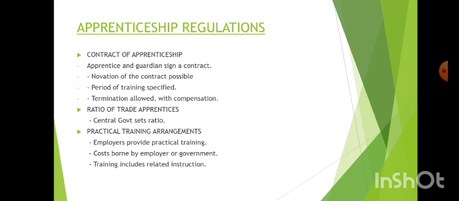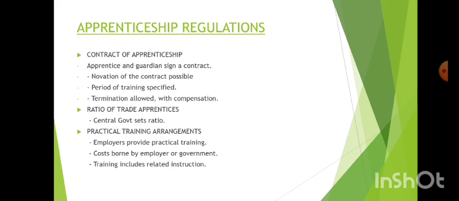So this act allows novation of the contract of apprenticeship, and the period of apprenticeship training for both trade apprentices and graduate or technician apprentices should be specified in the contract of apprenticeship. That is, whether it be trade apprenticeship, where you are learning how a trade is carried out, or a technical field, like learning technical jobs such as plumbing, welding, etc., the specified time should be mentioned in the contract of apprenticeship.